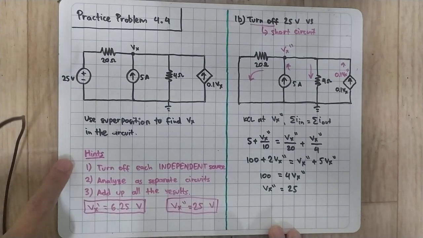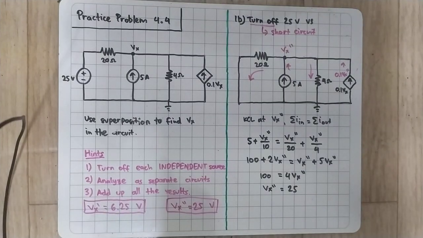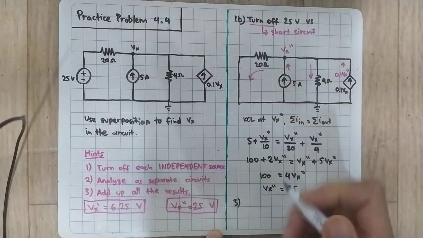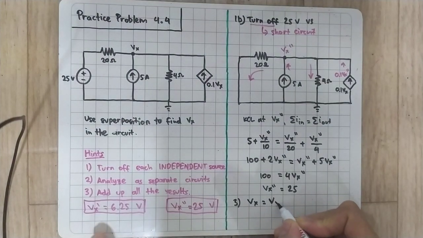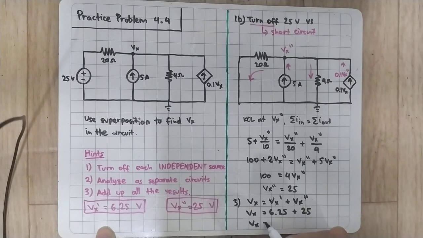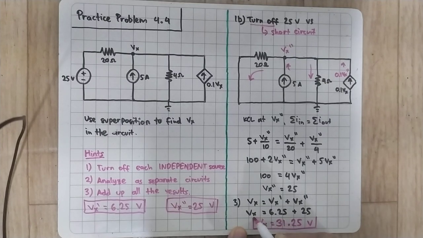Okay, so we have already done number 1 and number 2. So the last thing we need to do is add up all the results. So, number three. Vx is Vx prime plus Vx double prime, which is 6.25 plus 25. And so Vx is, okay, let's use pink here, just want to be consistent. So Vx is equal to 31.25. And here is our final result.